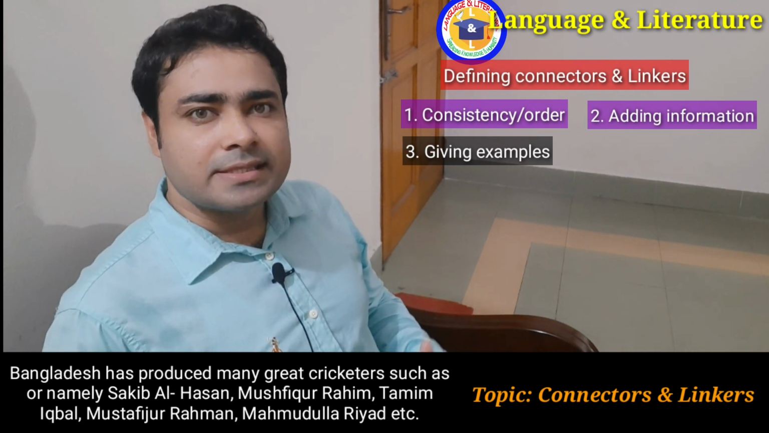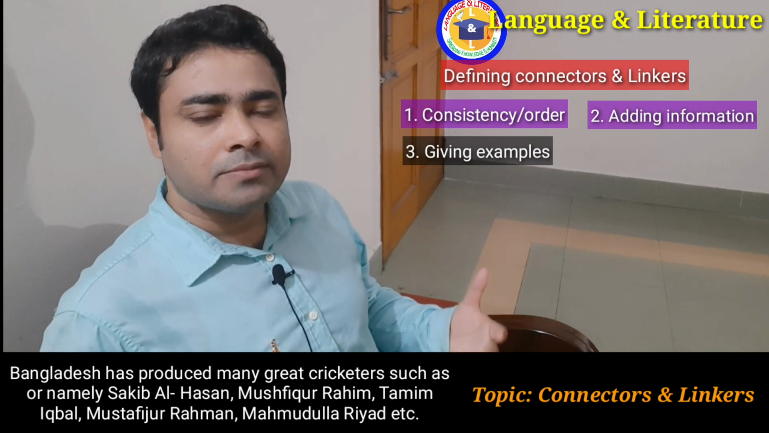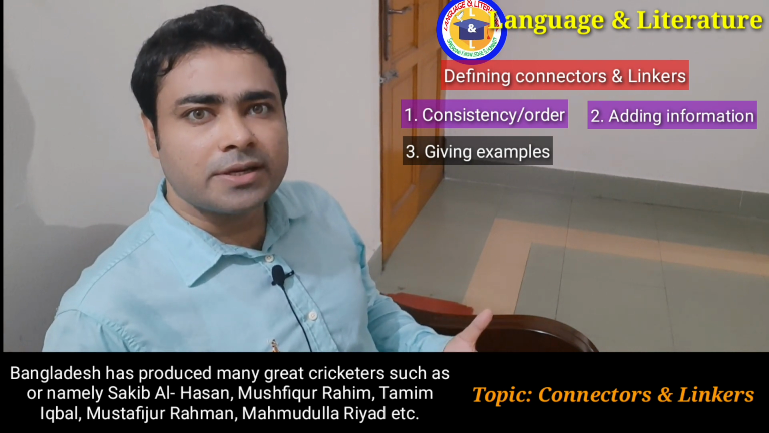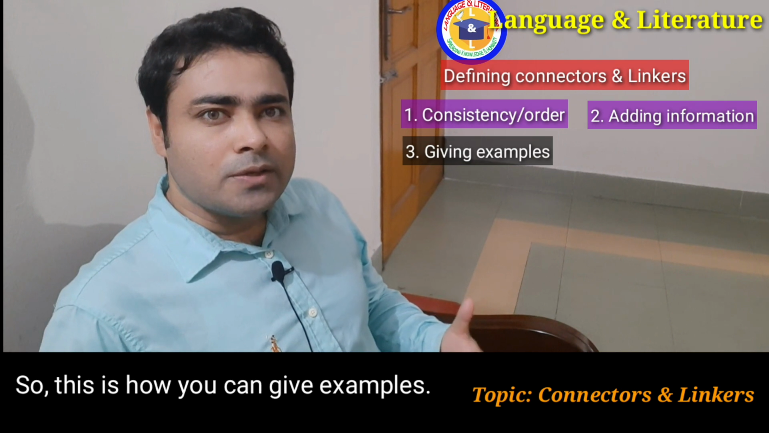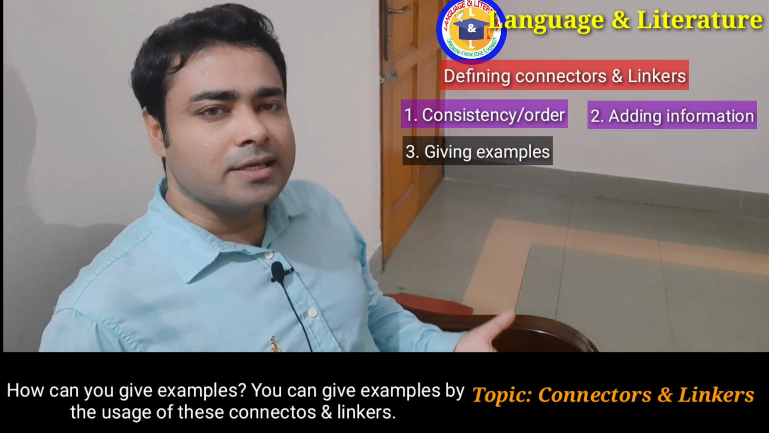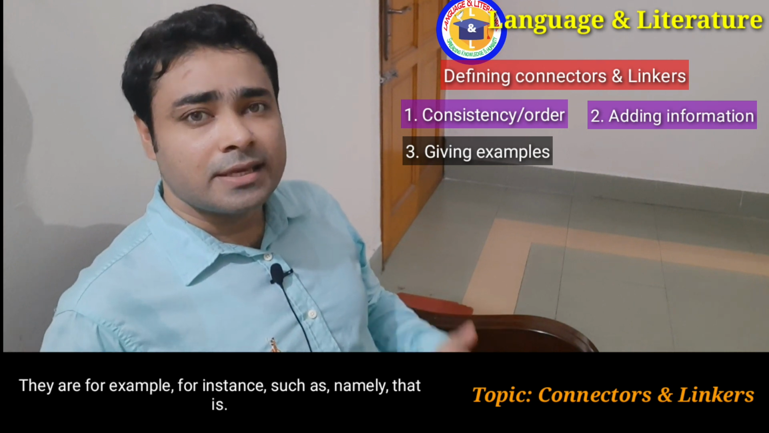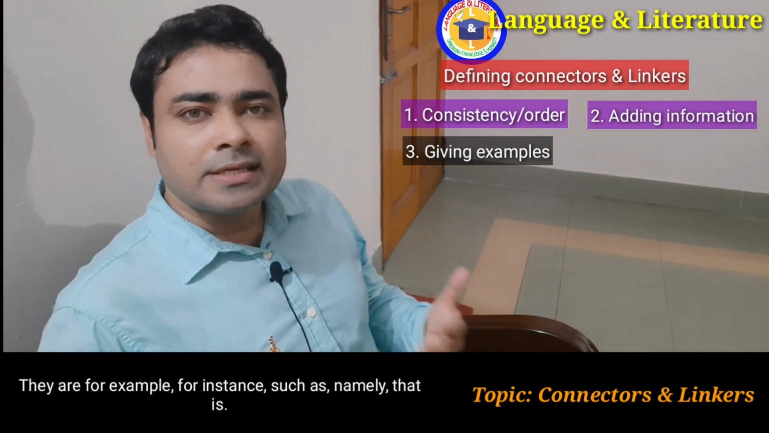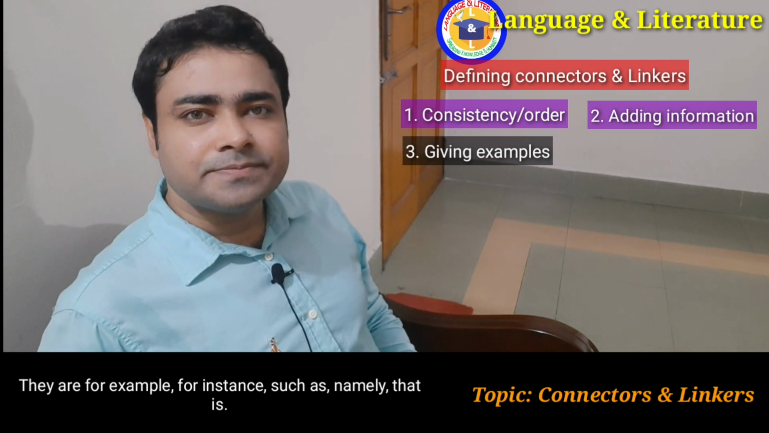Bangladesh has produced many great cricketers, such as, namely, Shakib Al Hasan, Mushfiqur Rahim, Tamim Iqbal, Mustafizur Rahman, Mahmudullah Riyad, etc. So this is how you can give examples. How can you give examples? You can give examples by the uses of these connectors and linkers. They are, for example, for instance, such as, namely, that is.